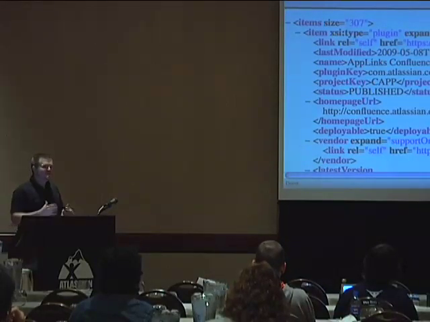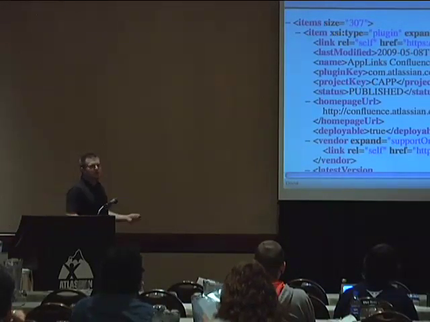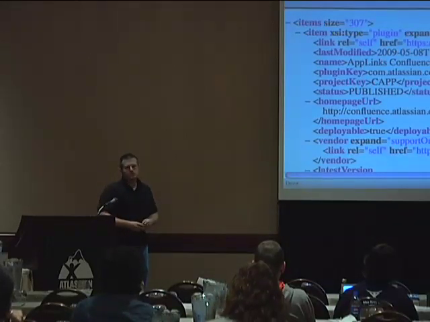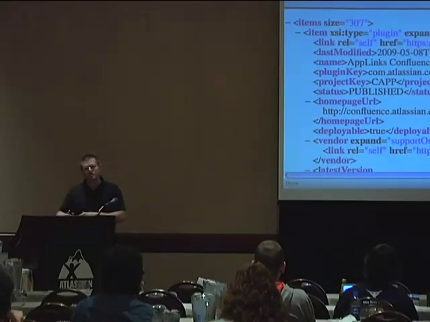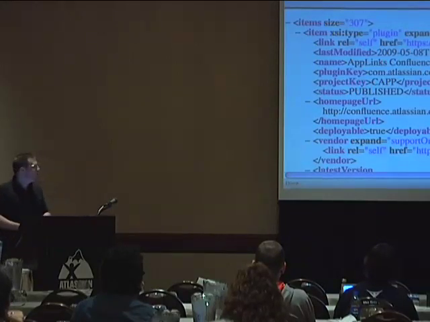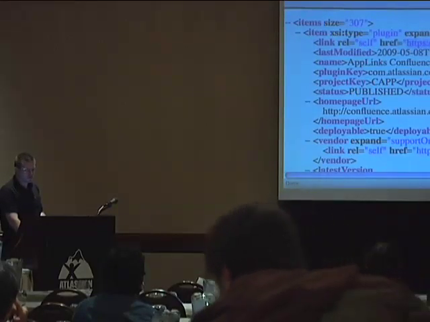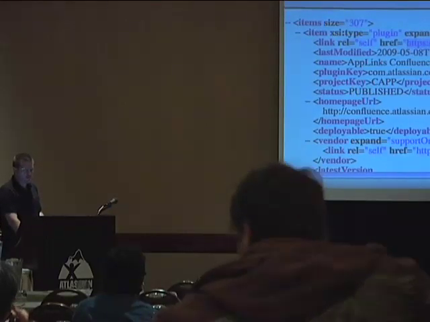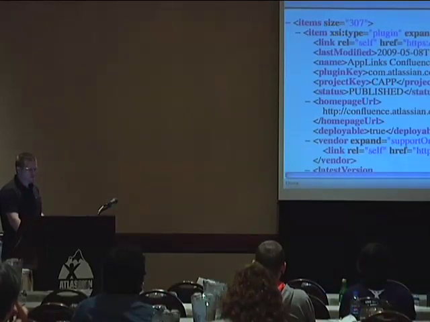Now, we want to see not 307 plugins. We want to see just one. And so instead of having to go back to our documentation and figure out how to do that, we can simply follow the links. We're used to this in the HTML pages. There's no reason we shouldn't be using this in our web services. We can follow this link to find out more information about the AppLinks Confluence plugin.